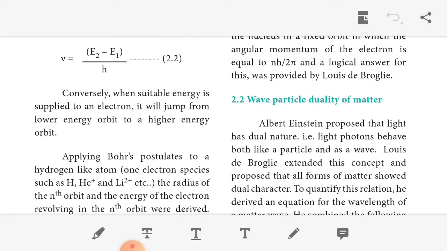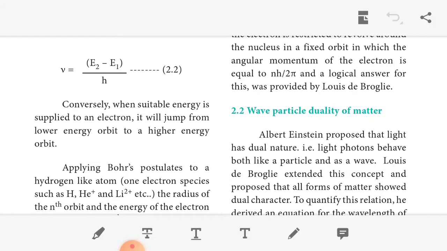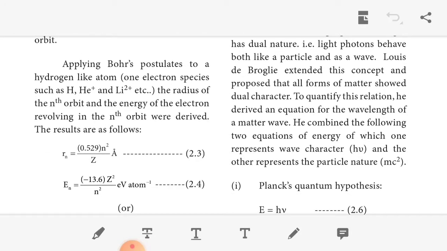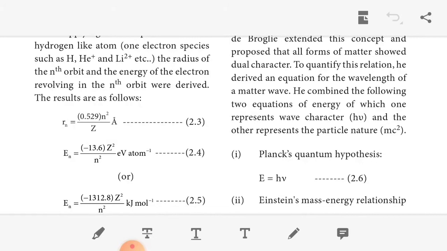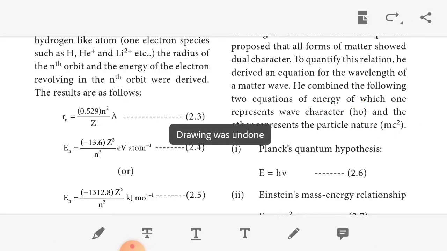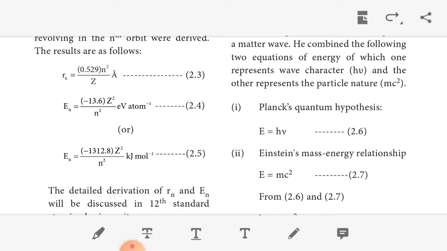The second question may be asked: derive the de Broglie equation, or the wave-particle dual nature of matter. First, derive the equation for the wavelength of a matter wave. Combine the following two equations of energy: one represents wave character, that is h nu, and the other represents particle nature, that is mc square. Combining wave character and particle nature gives the de Broglie equation. The first is Planck's quantum hypothesis, E equals h nu. Then Einstein's mass-energy relationship, E equals mc square.